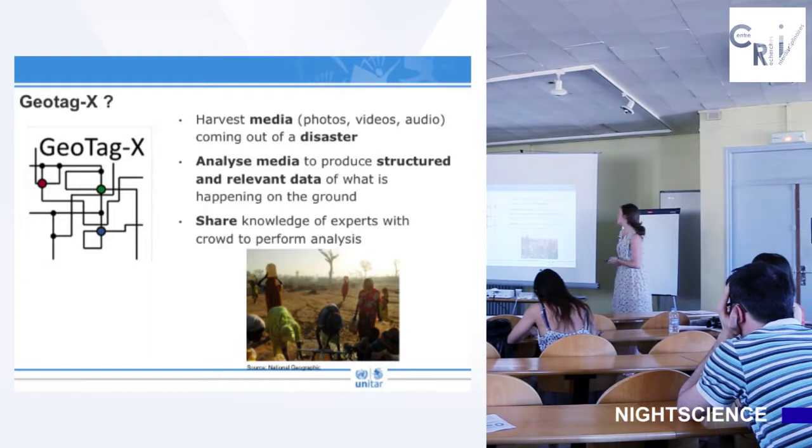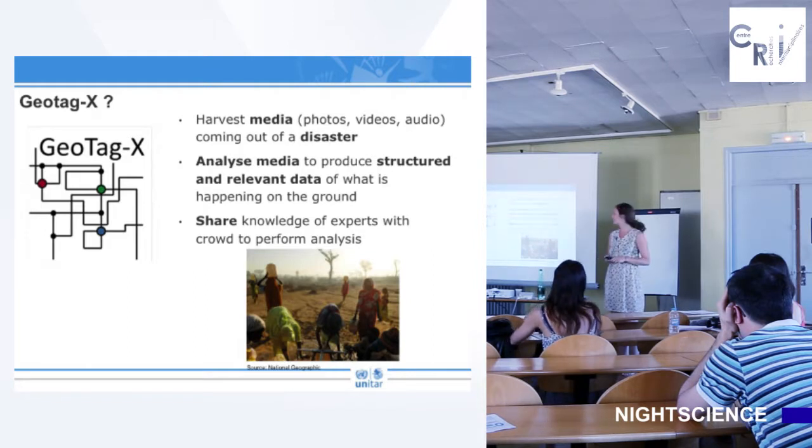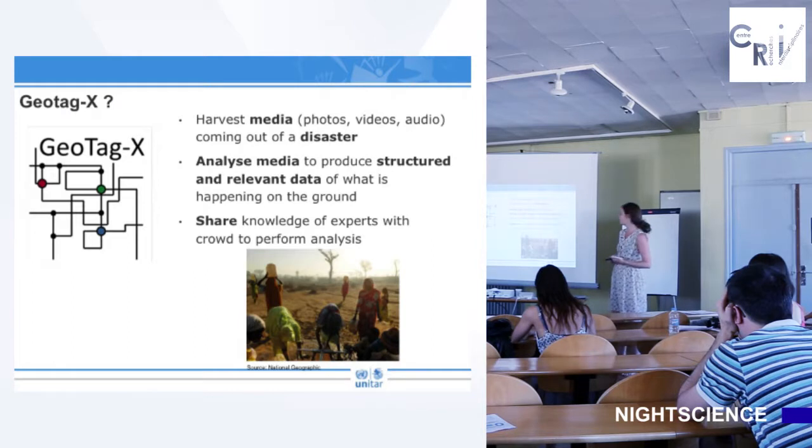This is based on the idea that an expert, someone with skills that maybe you or I don't have, can look at this photo here and tell us a bit more about the environmental conditions of that area. Is it under drought? Is there water stress? Maybe a bit about the people themselves. Where are they from? What are they doing? So we want to try and share that knowledge with the crowd so that they can parse all the photos coming out of a disaster, extract large data sets, and produce something that could be useful to the humanitarian response. So the aim of GeotagX is to harvest photos coming out of a disaster using a variety of means, and then to analyse them and produce structured and relevant data sets showing what is happening on the ground.